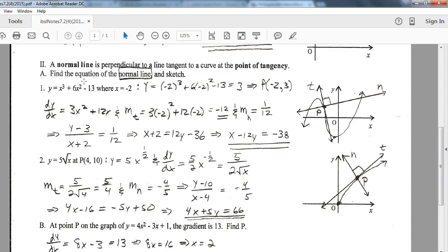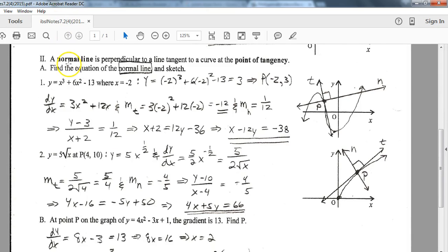So really key on this, you gotta read directions on tests carefully. If you see the word normal, that's the word for perpendicular. So really important that you notice that. This process wouldn't be any different, except that I'm finding the perpendicular slope, not the original slope.